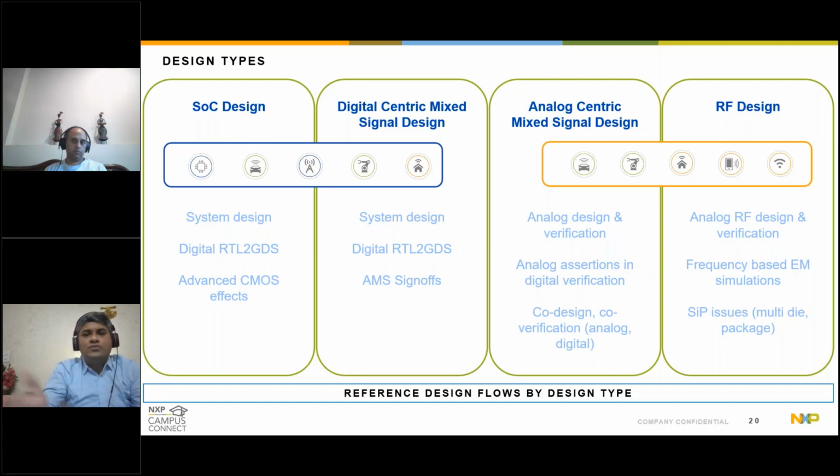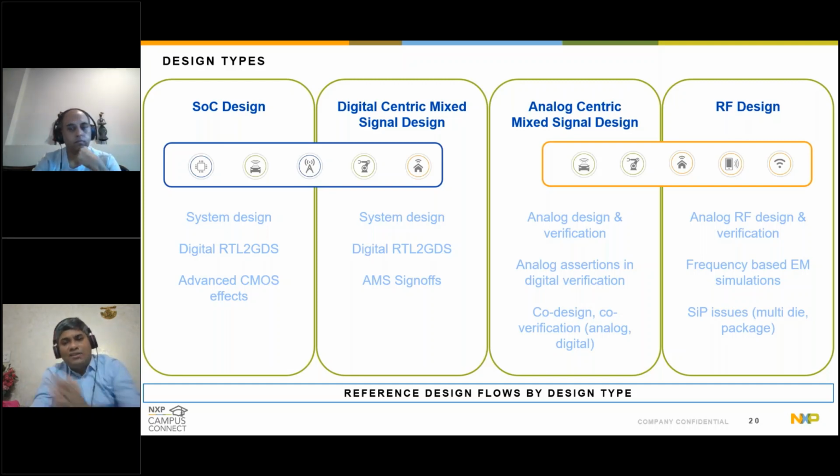Now, around these four pillars, the flavors could be different, right? For example, when we talk of SOC or digital-centric, we talk about system design, we talk about digital RTL to GDS, we talk about the advanced CMOS effects. The moment analog starts to happen there, it starts to have AMS sign-offs as well. When we go to the third pillar, which is analog-centric mixed signal design, there it has to be analog design and verification, analog assertions in digital verification, analog-digital co-design aspects, right? These are methodology topics that we have to address.